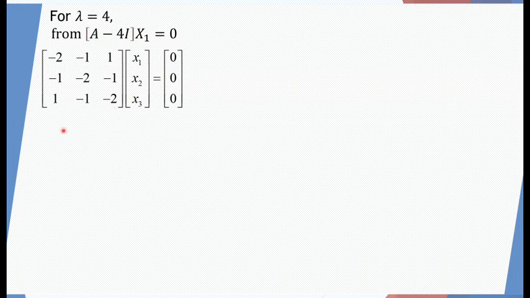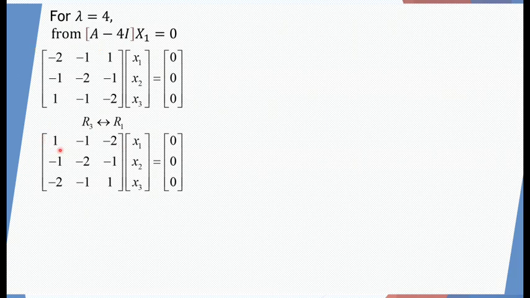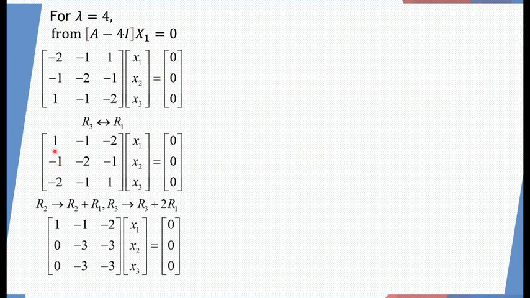To solve this matrix, we have to find the rank of the matrix by the echelon form. First interchanging R1 and R3, after interchanging we get 1, minus 1, minus 2; minus 1, minus 2, minus 1; minus 2, minus 1, 1. Make these two elements 0 with the help of R1, applying R2 as R2 plus R1 and R3 as R3 plus twice R1. So we get 0, minus 3, minus 3 and 0, minus 3, minus 3.